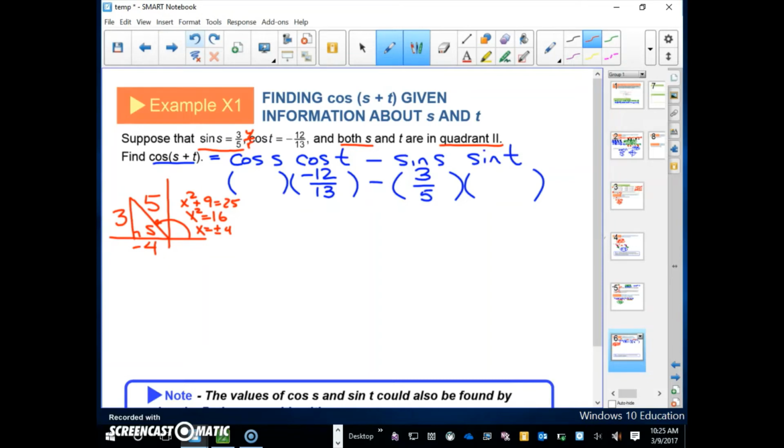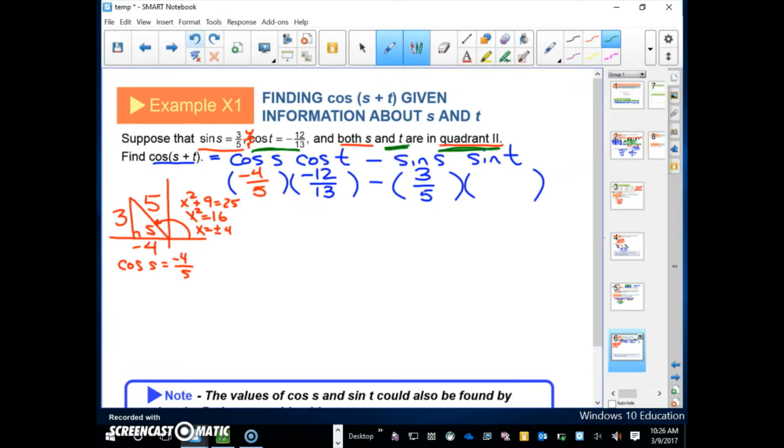What I want to know is the cosine ratio. Looking at this picture, it's easy to tell the cosine ratio is negative 4/5. That's x over r. And so I know cosine S is negative 4/5. I can fill in that one hole. I don't know the other one yet, because the other one's talking about sine T. I need to know something about T.